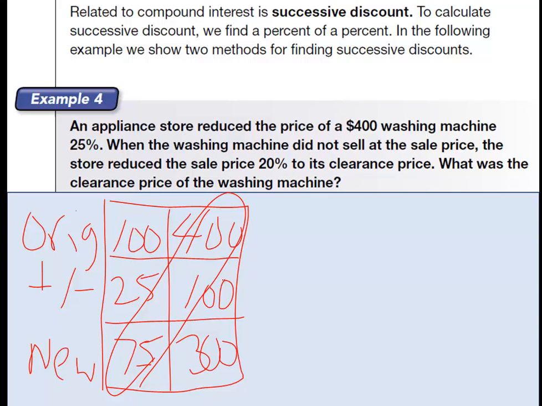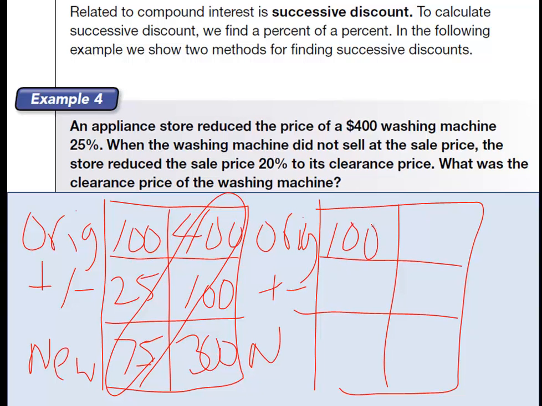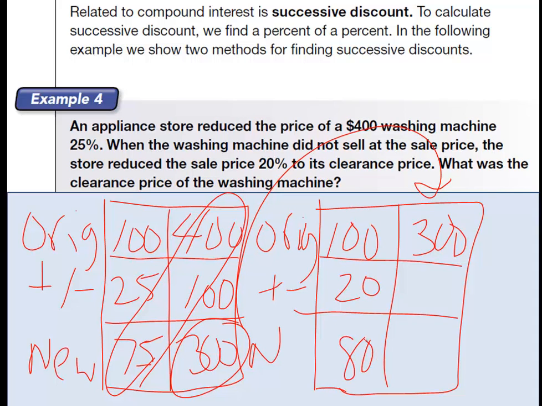Now I can look at part 2. It says when the washing machine did not sell at the $300 price. So now over here we have our original, our plus or minus, and our new. Our new price is $300, because we just calculated that. We plug it in right here. When the washing machine didn't sell at that price, the store cut off another 20%. So now the person can buy it for 80% of the sale price. What's the clearance price of the washing machine?